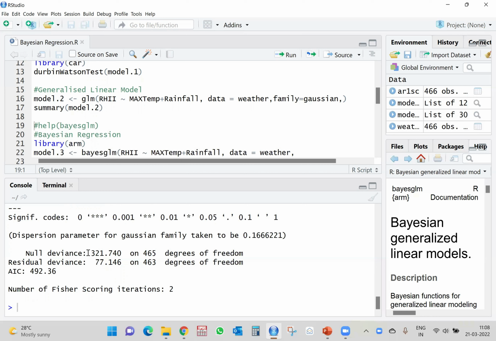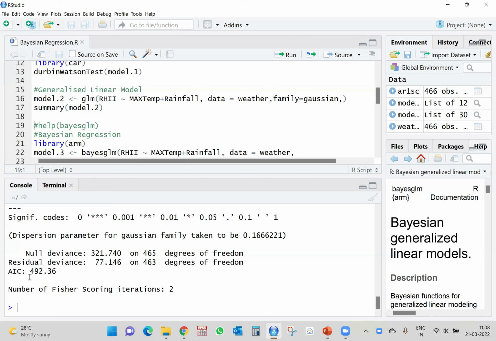The null deviance for the intercept-only model is 321. With both predictors, rainfall and temperature, included, the residual deviance has come down to 77. So utilizing these values, we can compute a pseudo R-square value, like 1 minus 77.146 divided by 321.74. That would come to around 0.78, a reasonable value. If required, we can also test the significance of the difference using a likelihood ratio test.